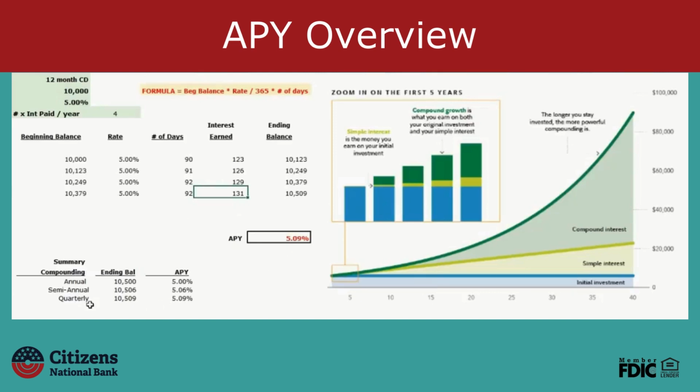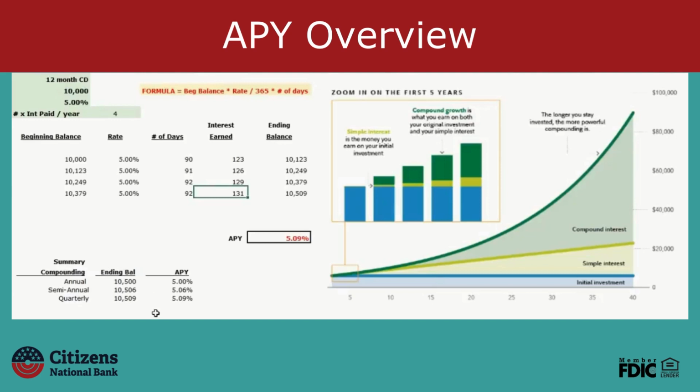So in summary, if it's annual paid, the APY would be 5%. Semi-annual, the APY would be 5.06%. And quarterly, it would be 5.09%. So the more often you compound, the higher the APY will be when compared to the interest rate.